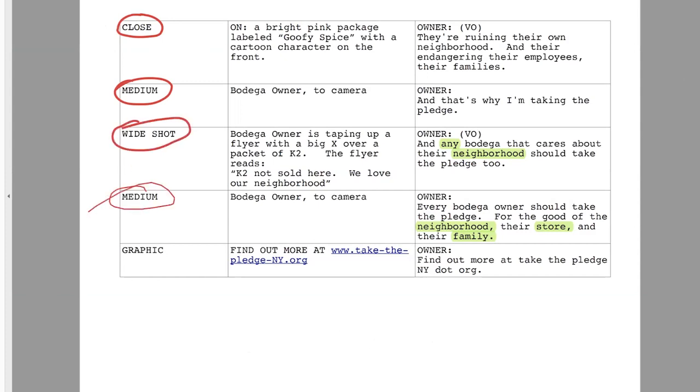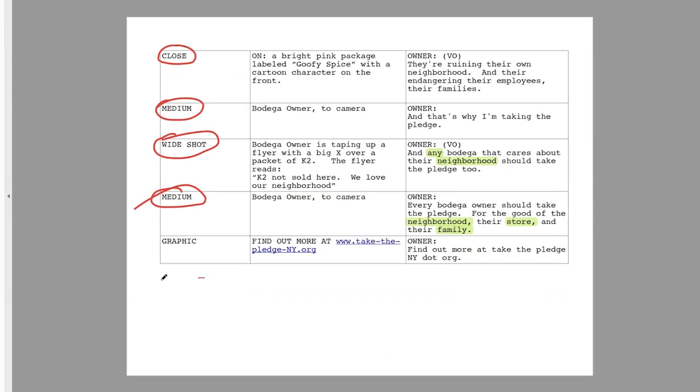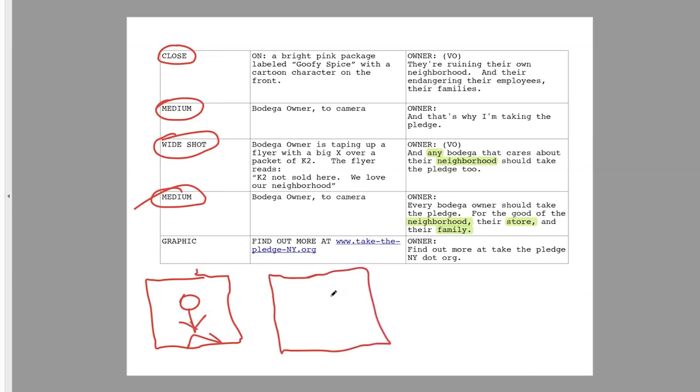They've got a close and they've got a medium and then they've got a wide shot and then they've got a medium and they describe exactly what it's in. But for some reason, when it comes to their storyboards, you'll see they'll do something like this. Here's a medium of the bodega owner to camera. And then we see a wide shot of the bodega owner hanging something up. And then we see a medium of the bodega owner talking to the camera again.